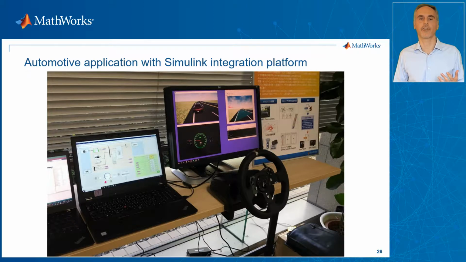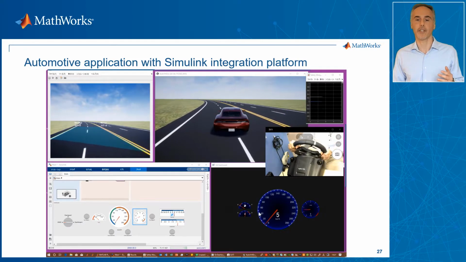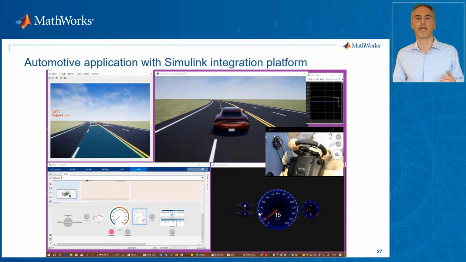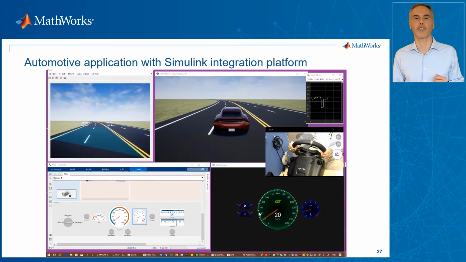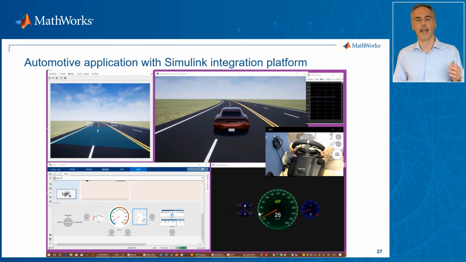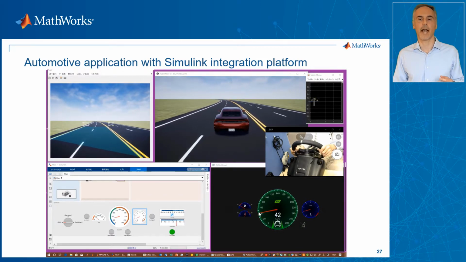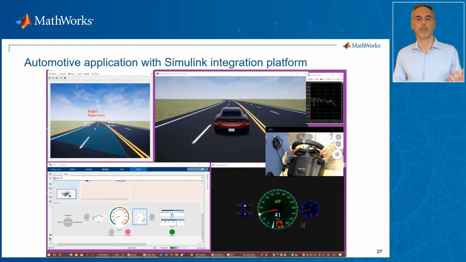This is how the actual setup looks. This is the live demonstration of this application. You see the live image processing in the upper left, the 3D simulation in the upper right, and then the steering, the Qt dashboard, and information calculated by Simulink. You see that the image processing and lane detection algorithm continuously detect the road line. It's that solid white indication. The vehicle dynamics are calculated, so the vehicle speed and the engine speed are sent to the Unreal Engine. And when the vehicle gets close to or crosses the line, the warning red light is turned on in the Qt dashboard.